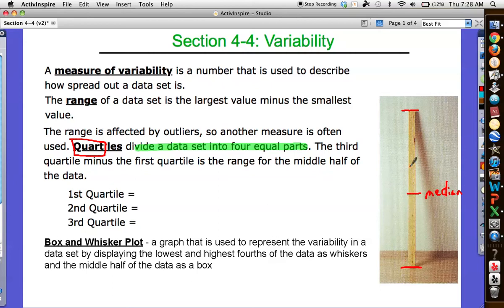So to divide this into 4 equal parts, I'm going to take the first half and divide that in half again. We call that the first quartile. Now notice I'm starting to get a little bit more specific with my data here. So now I don't have to have just the smallest and the biggest.